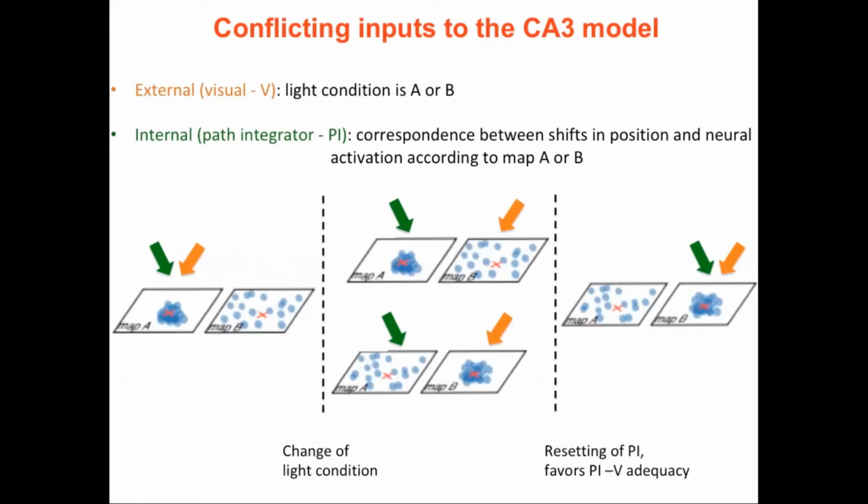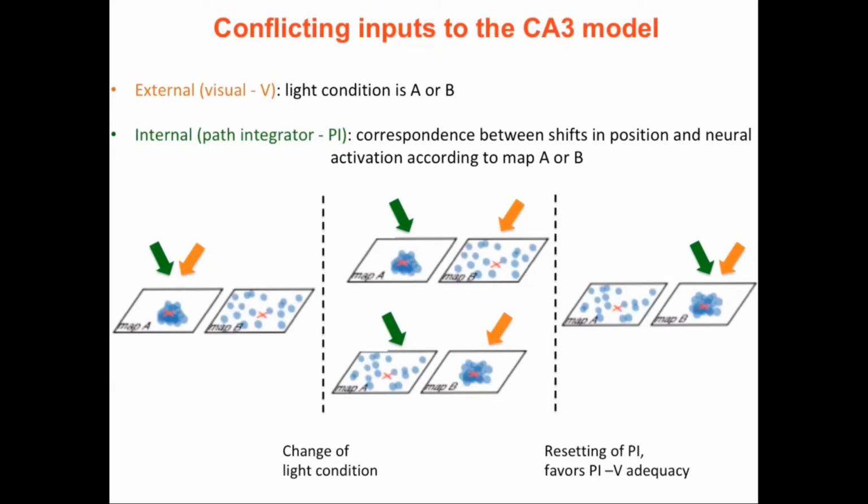Prior to the light switch, the two sources of information, the path integration coming from the integration of the motion of the animal, and the vision inputs, actually activate the same cells in the representation, let's say, of map A, if we are in position A. Then, after the light switch, the visual inputs will correspond to the inputs you would expect in map B, while the path integrator has some inertia, which is related to the fact that the animal is still moving and has some memory of the past environment, which was map A.